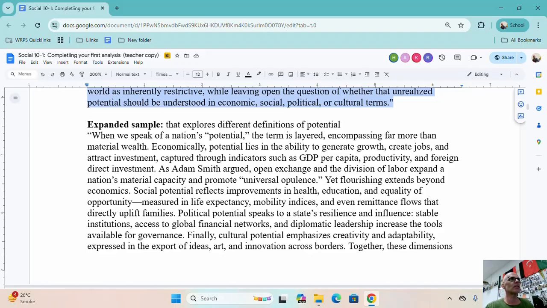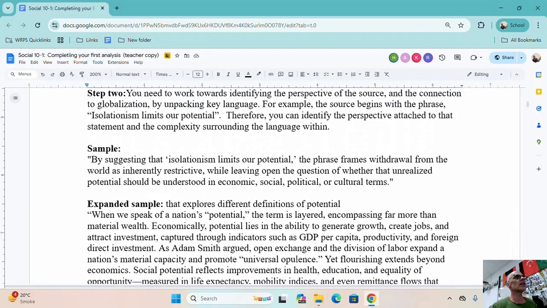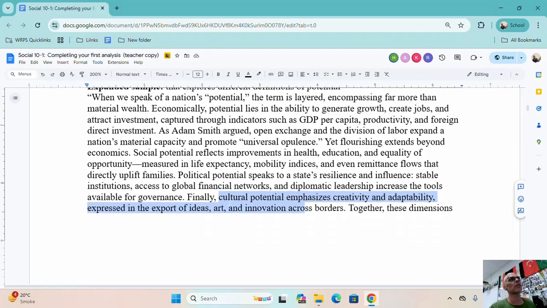So in the expanded sample, it doesn't just list social, political, economic, and cultural, it unpacks them, right? Social potential reflects improvements in health and education and quality of opportunity. Political potential speaks to a state's resilience and influence. Cultural potential emphasizes creativity and adaptability expressed in arts, and this is much more comprehensive, much more precise, right? And again, way beyond any, even in the grade 12 level, but it kind of shows what this nuance of breaking down that first claim would look like in more depth.